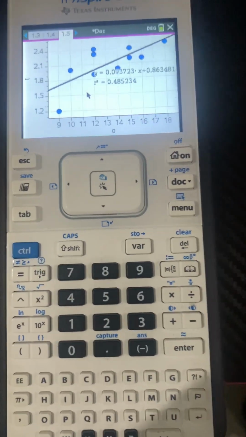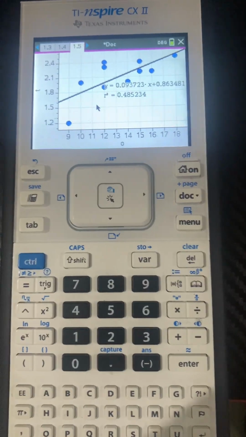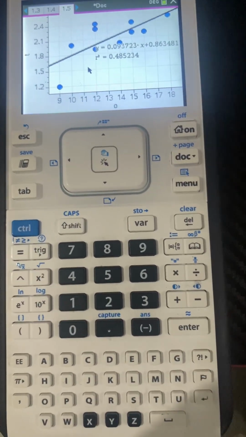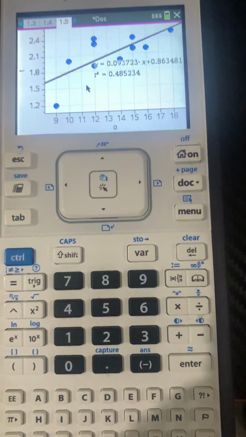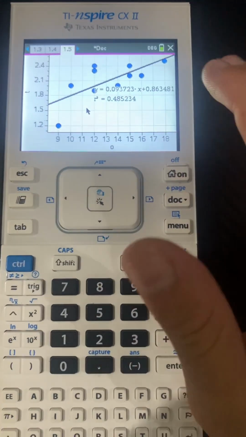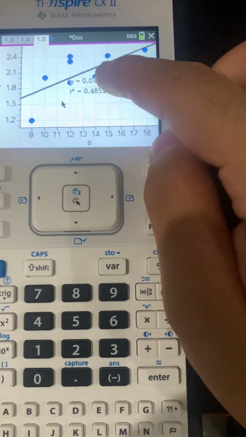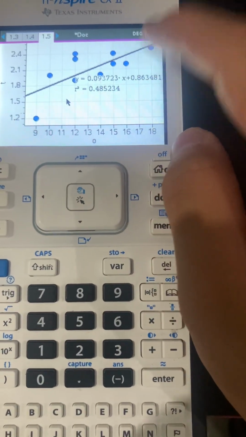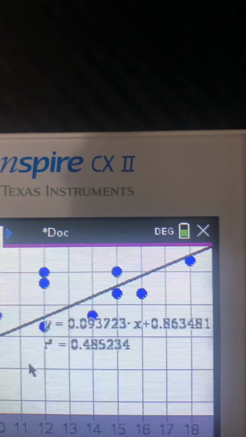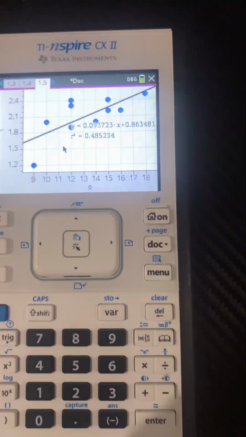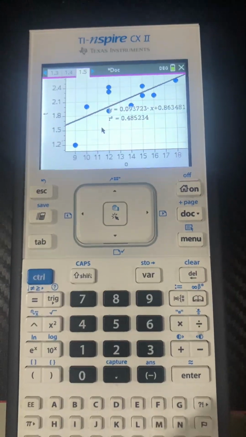So the next step is to write down the equation of the regression line of y on x. We were very lucky because when we get the value of R, we also get the equation. So the equation is this up here. We're gonna copy that and solve problem number 2.